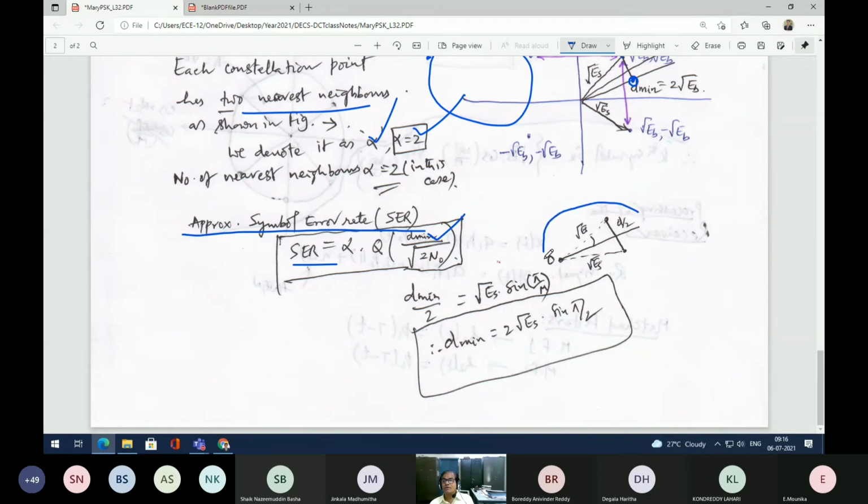How do you get this d minimum by 2? I'll draw this and explain. Let us say this is my signaling point, and this distance I know. This is your equivalent distance. Let us take this point, which is already drawn for you.